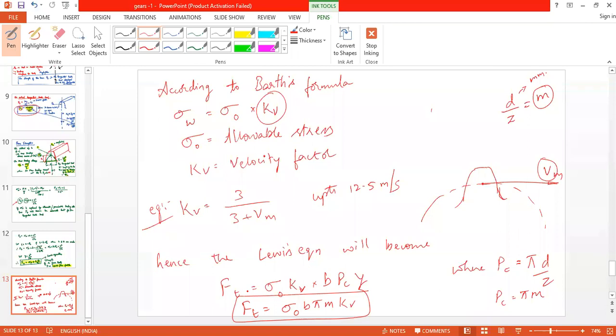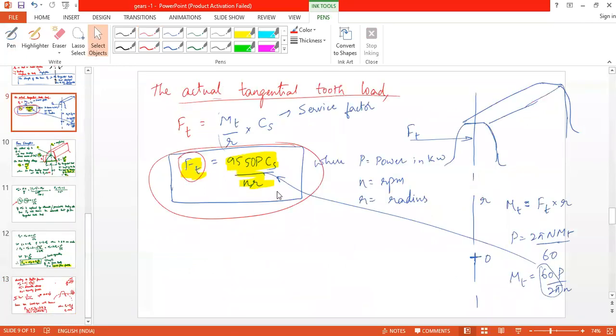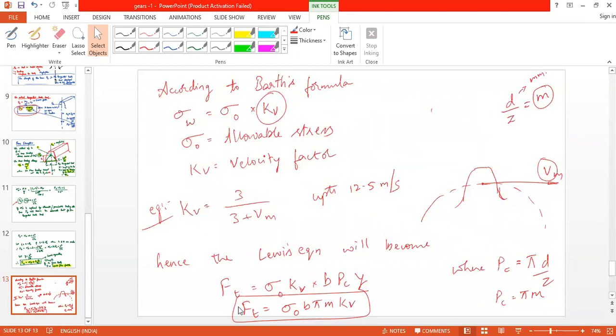Any doubts? No, sir. So this is the final equation which gives the beam strength of the given gear tooth. And this equation gives the actual tangential tooth load. So this Ft must be less than the Ft you get from the Lewis equation.